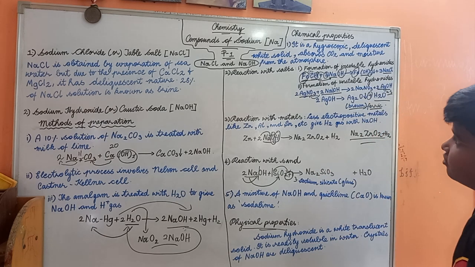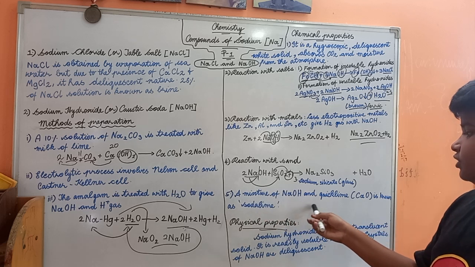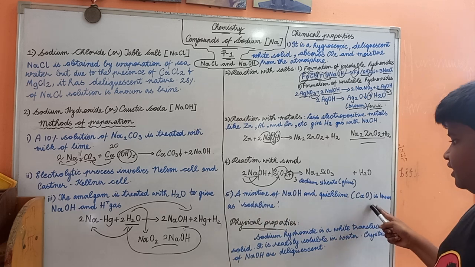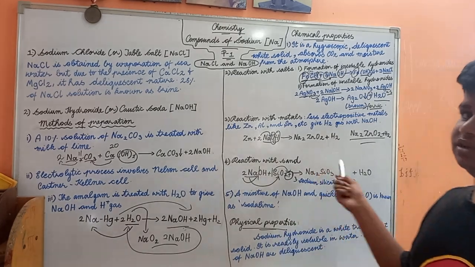And the last point of chemical properties is that a mixture of sodium hydroxide and quicklime, just calcium oxide, is known as soda lime. So now we have come to the end of chemical properties, guys.